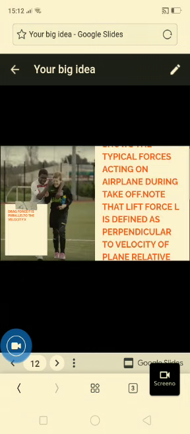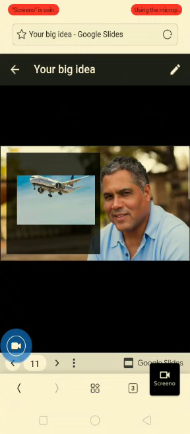You can see the picture over here of the plane. You can see it's moving with uniform velocity, having zero acceleration, and the thrust force and the drag force, they are both acting on it. The plane is experiencing them.